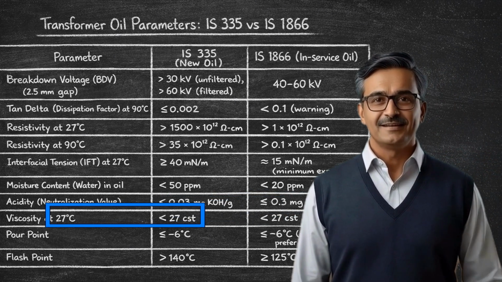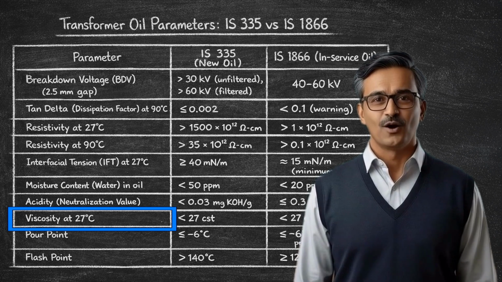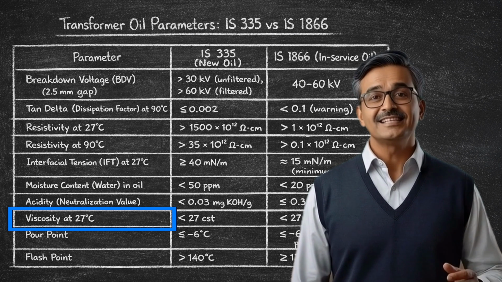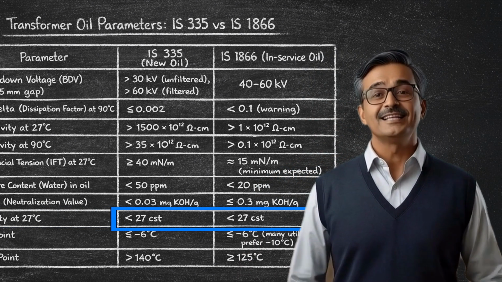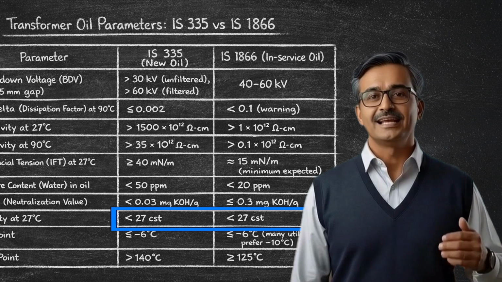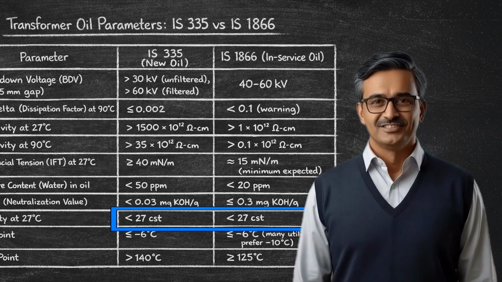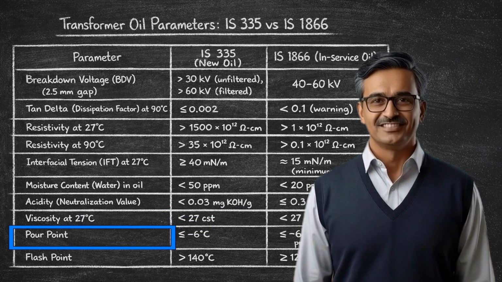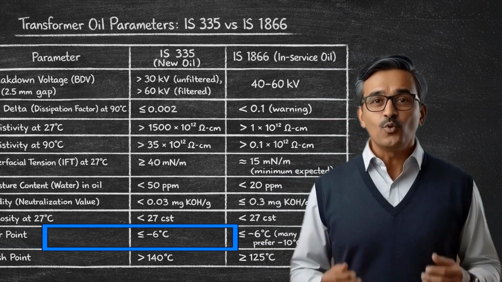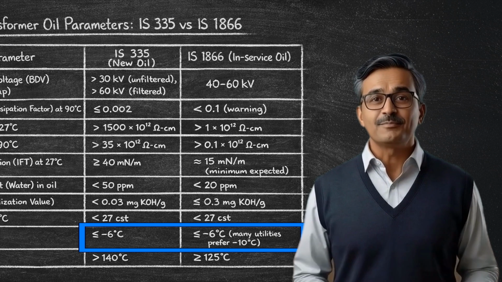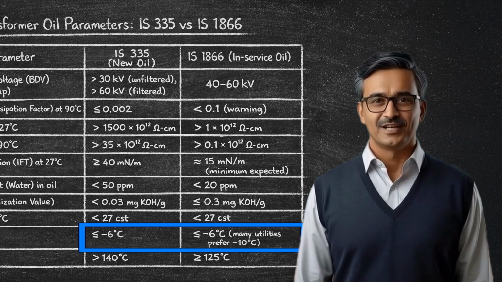Now, viscosity. Viscosity decides how easily oil can flow and cool the transformer. IS 335 and IS 1866 both recommend viscosity below 27 centistokes at 27 degrees Celsius. Pour point is the lowest temperature at which oil can still flow. New oil should have pour point below -6 degrees Celsius. Some utilities prefer -10 for service oil.